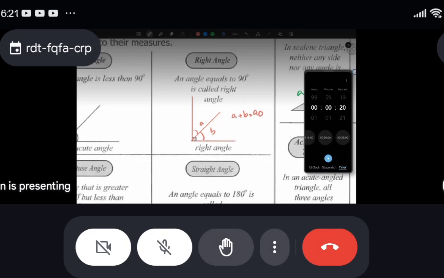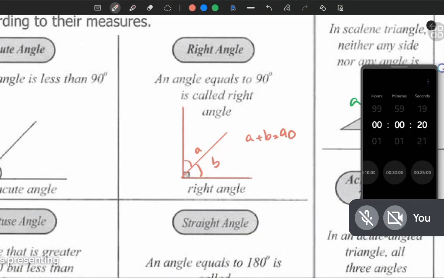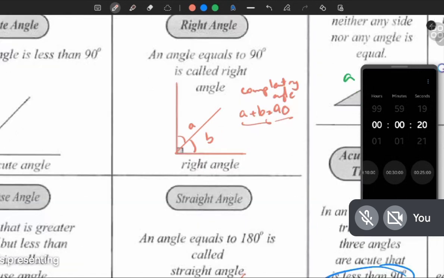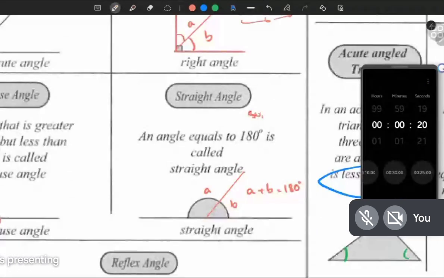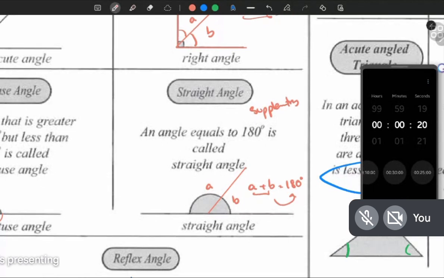Right? So now we are talking about angles. So this is what you would call a complementary angle, where A and B will give you 90 upon addition. This is what you call a supplementary angle, where upon adding A and B, you get 180 degrees, right?